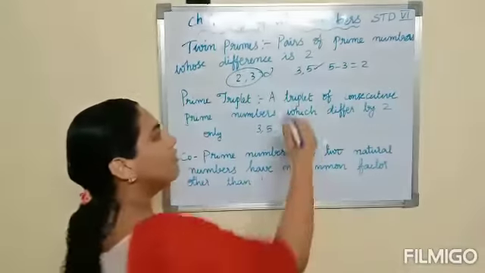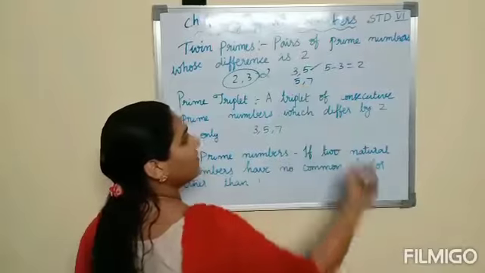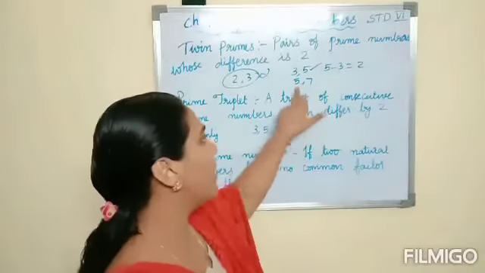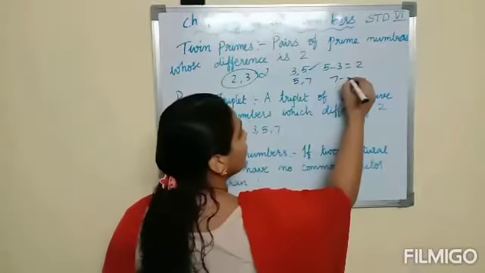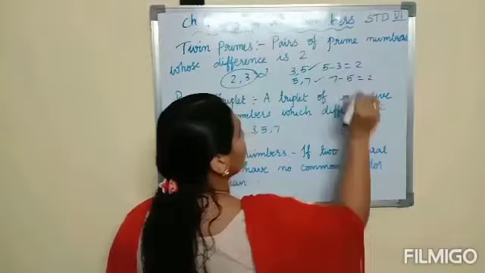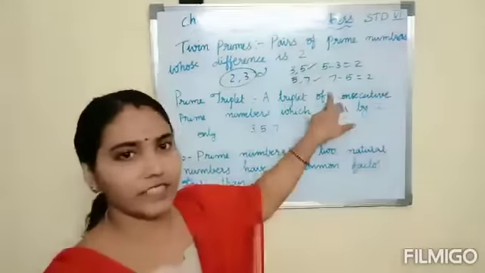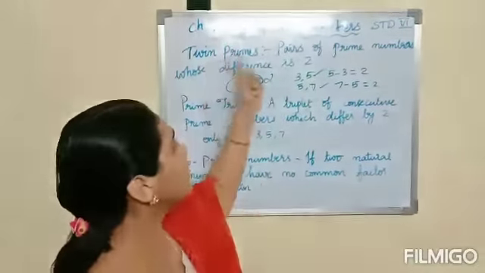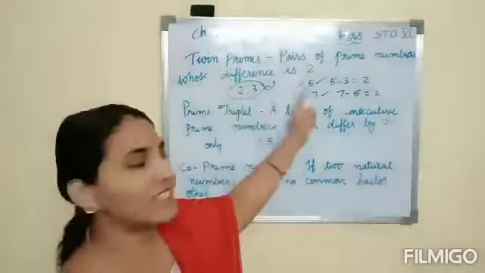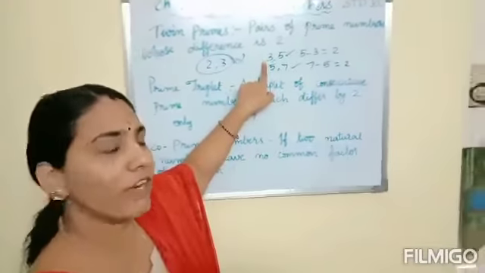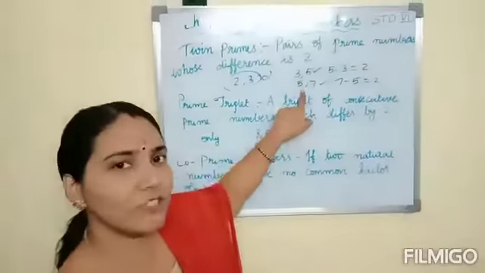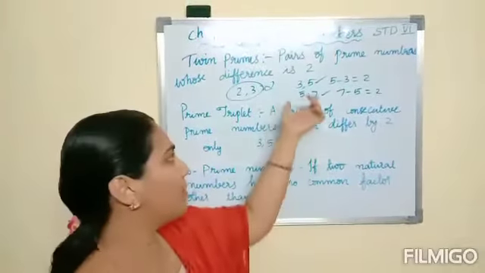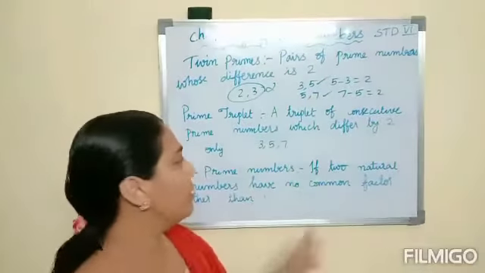Okay, next one, 5 and 7. What about 5 and 7? 7 minus 5 is equal to 2. So 5, 7 are twin primes. Okay, so what are twin primes? Pairs of prime numbers whose difference is 2. Here 3, 5 is a twin prime and 5, 7 is a twin prime. You can find many twin primes like this.